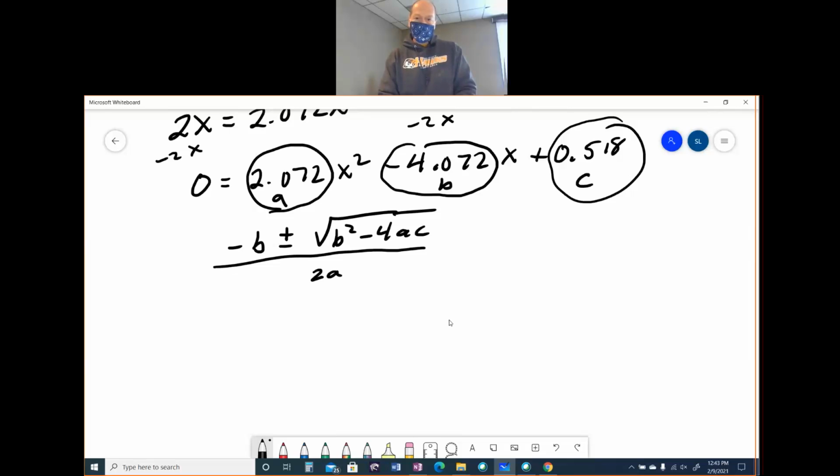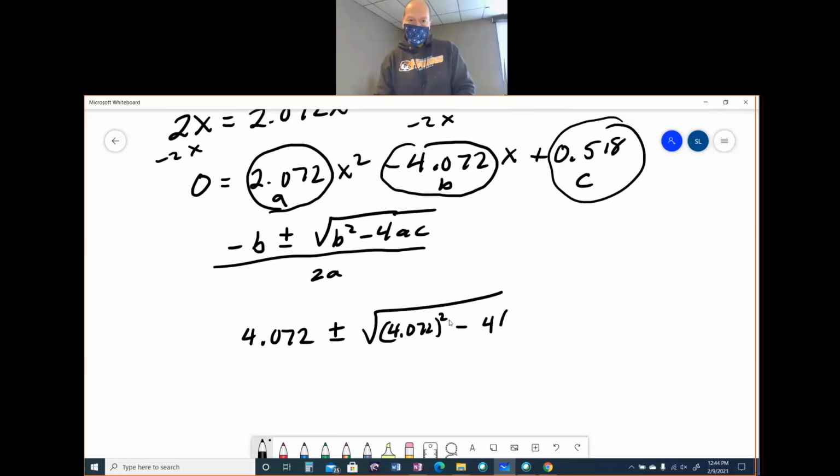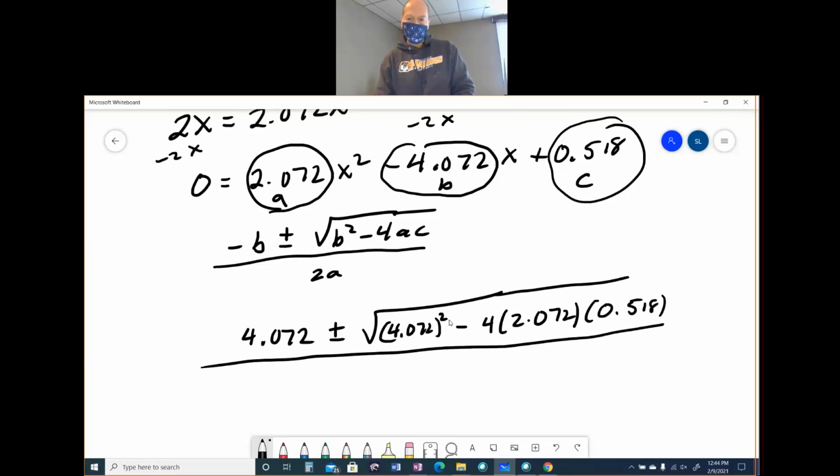All right, so negative negative 4.072, so 4.072 plus or minus. When you square it, you don't need to have the negative, so simply put 4.072 when you square it. Doesn't matter if it was negative, it is now positive. You don't need to put that in your calculator. 4, and then A, 2.072, C, 0.518, all over 2 times your A, 2.072.